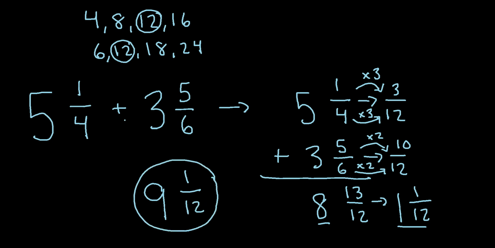So 5 and 1 fourth plus 3 and 5 sixths is 9 and 1 twelfth. So those were just two different examples of how you can add mixed numbers with unlike denominators.